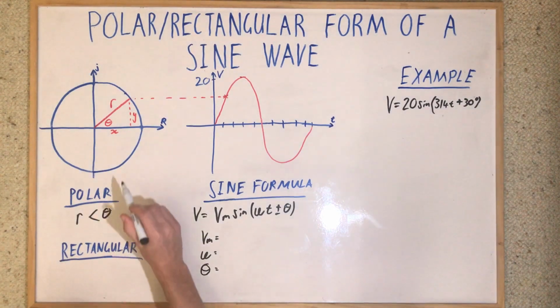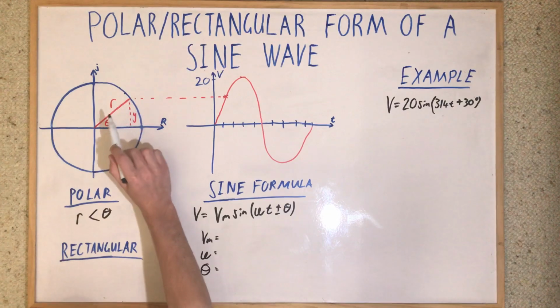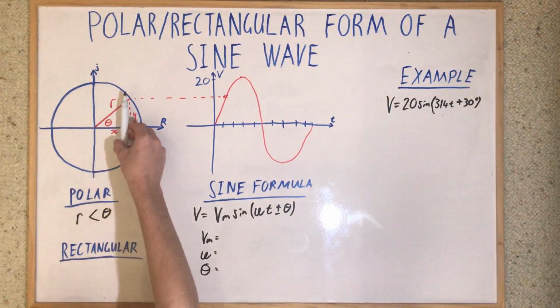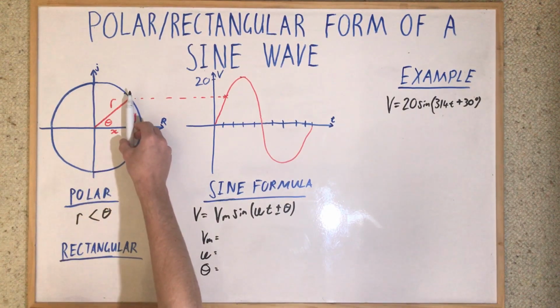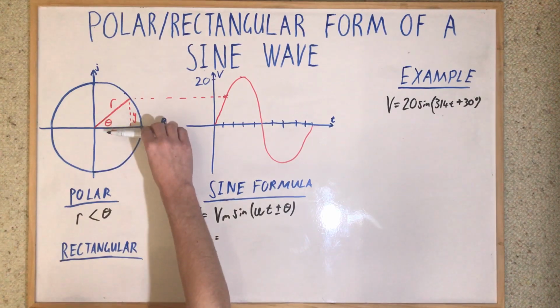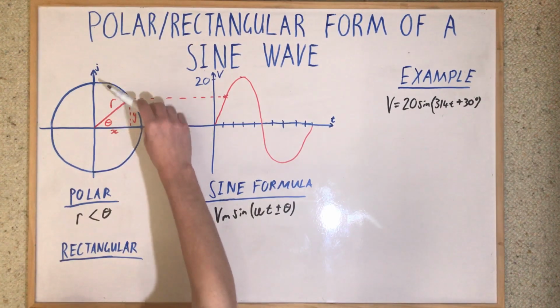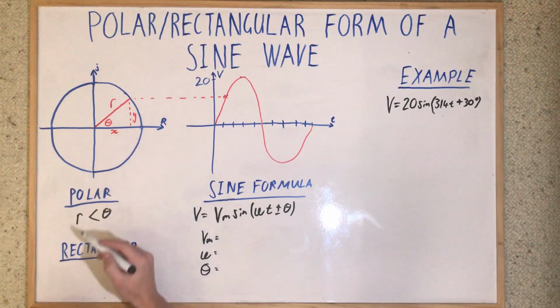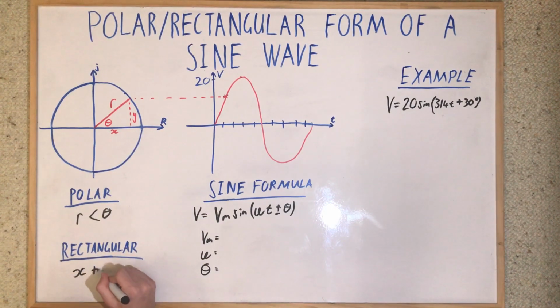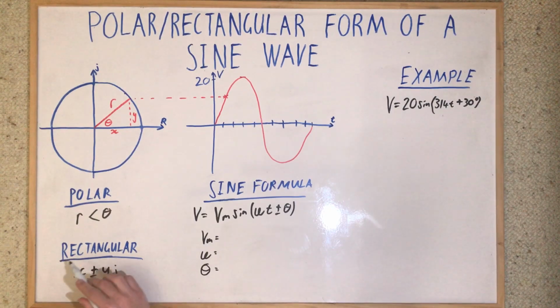For rectangular, we analyse this instantaneous point here and we say how far from the imaginary axis is this point, which is our x, and how far from the real axis is this point, and that's our y. So we denote that as x plus or minus yj, where j here actually denotes that this form is of a complex number.